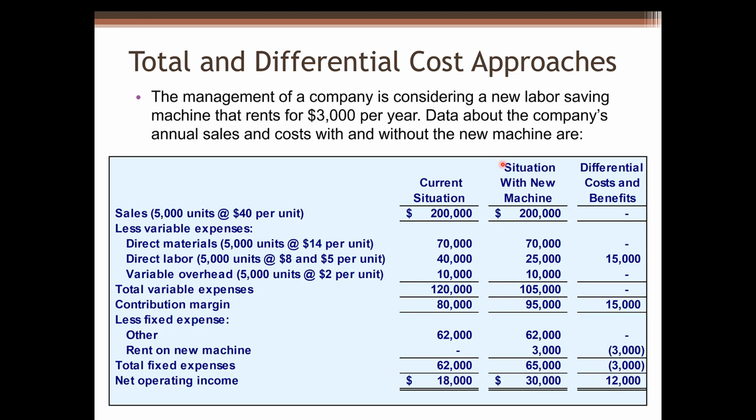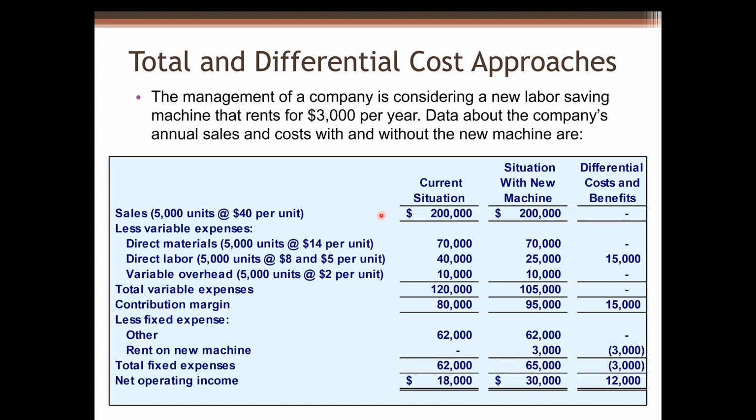Let's take a look at another example, and we will analyze it using total and differential cost approaches. The management of a company is considering a new labor-saving machine, which rents for $3,000 per year. Data about the company's annual sales and costs with and without the new machine are as follows.